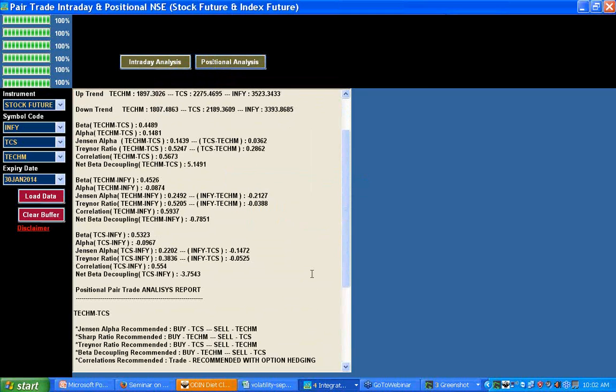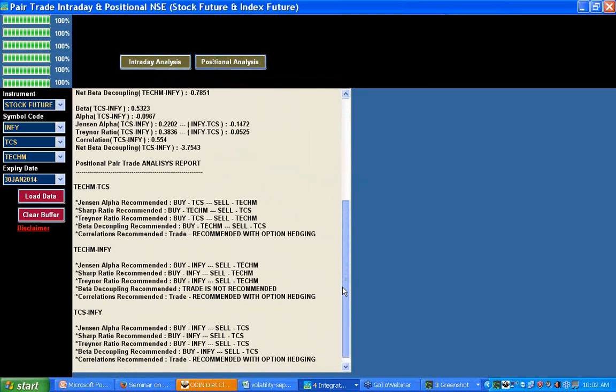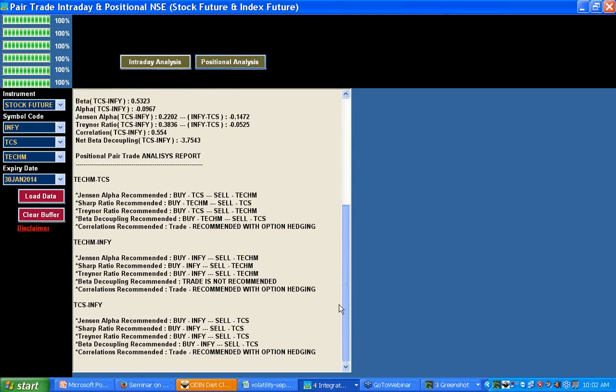So no intraday things are there. However, on Infosys and TCS, buying Infosys and selling TCS is recommended, but still it won't be good to do the trades now in this particular pair, because the Infosys result is tomorrow. Maybe it is going to react based on the result. So you may avoid this pair and go for some other pairs.